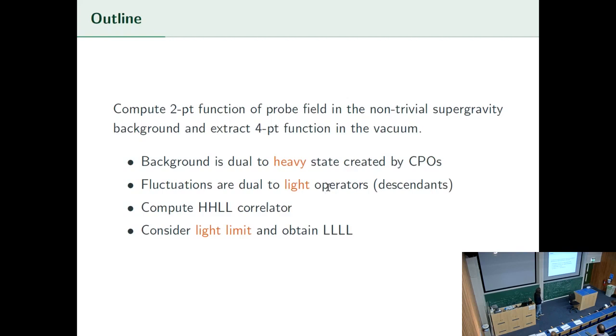And the light fluctuations on top of this geometry will be dual to the light fields in the bulk, non-backreacted fields in the bulk. And the operators will be descendants of these chiral primaries. So first, I will tell you how one can use the standard holographic prescription to compute the heavy-light-light correlator, and then I will tell you about the specific limit in which one can obtain the correlator for light fields.